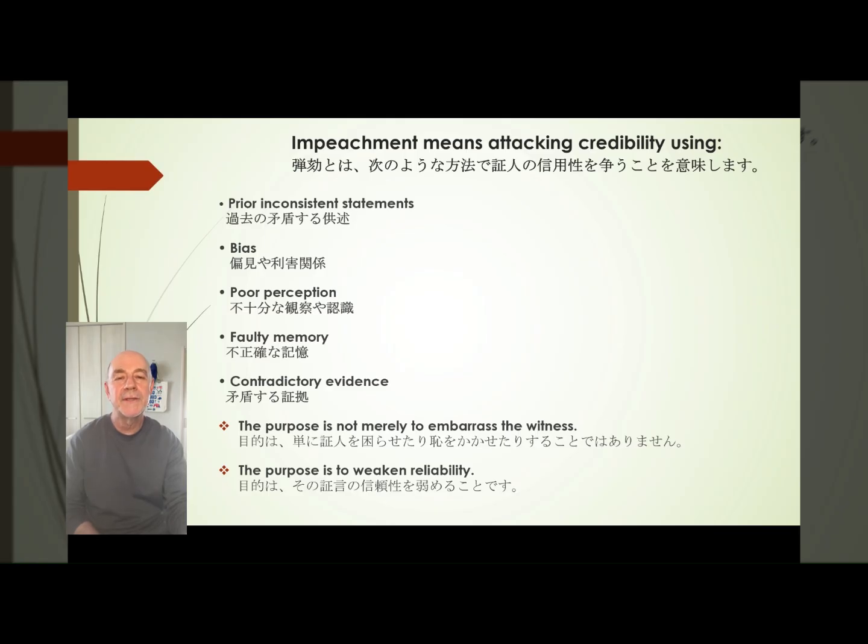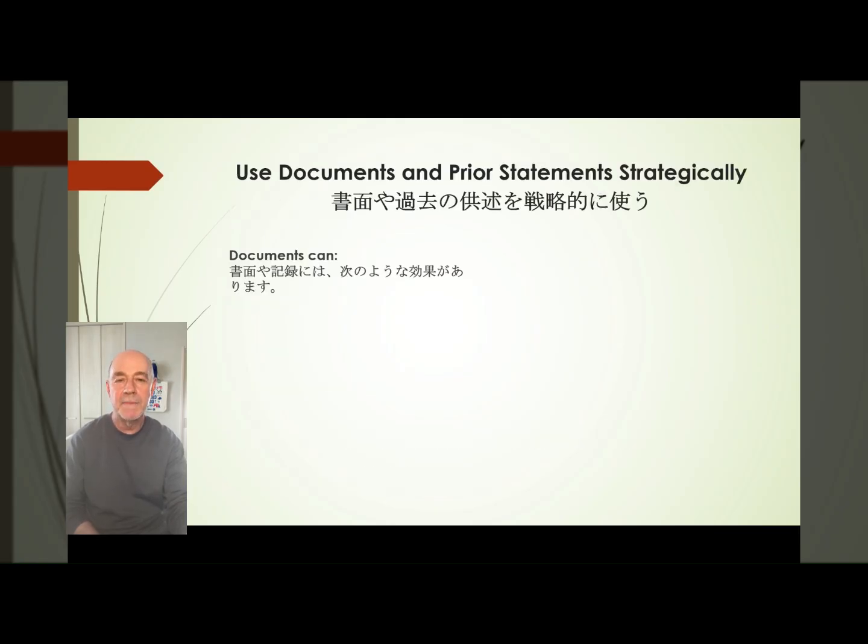During cross-examination, you have to decide if you're going to be using documents. Documents can be reports or other such papers, receipts, and things like that. Documents can be important because documents can lock witnesses into facts.